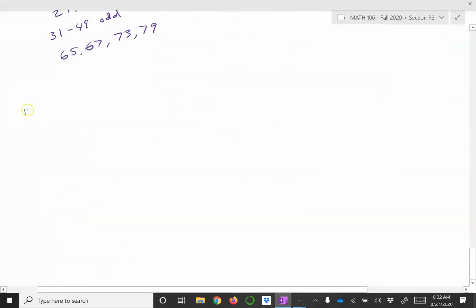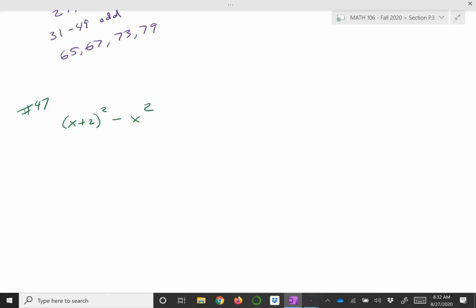All right, so this is number 47. This is just perform the indicated operations. So we have this guy here. What we want to do is go ahead and do the left side first because we can't do the subtraction yet, right? Because x plus 2 is acting like its own variable in this problem, so we can't subtract the x squared yet. So what you have to do is work on this part here.